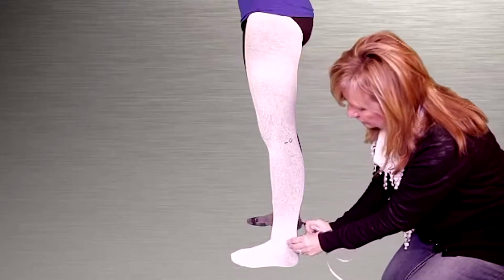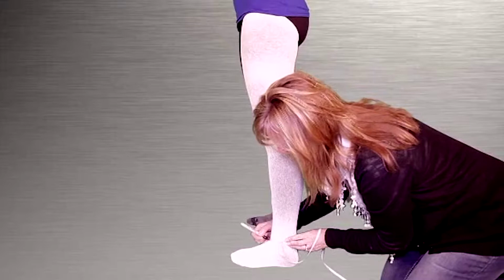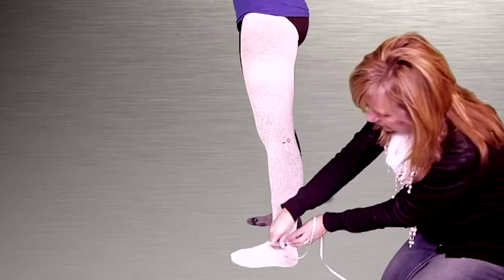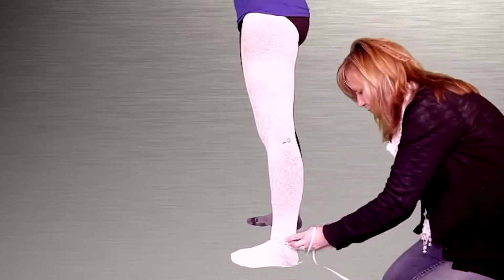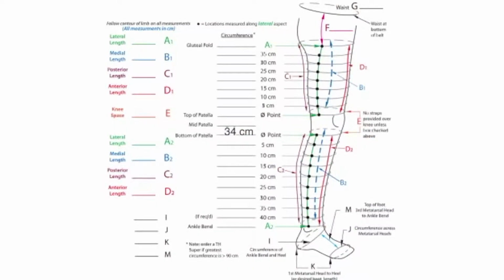Encircle the leg with the bottom edge of the tape measure aligned with the ankle bend. Mark the leg at this edge of the tape at the anterior, lateral, posterior, and medial aspects, and record the circumference on the line labeled ankle bend.